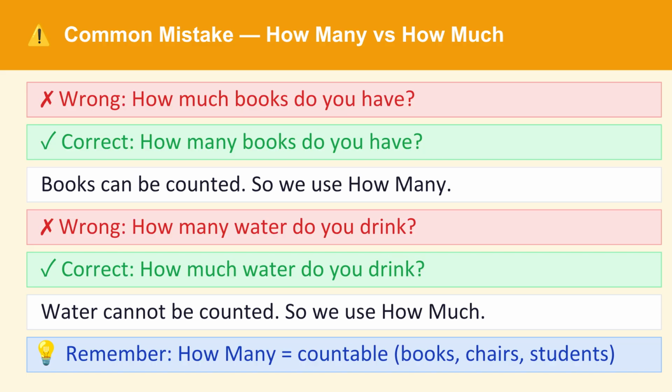Wrong: how many water do you drink? Correct: how much water do you drink? Water cannot be counted. So we use how much. Remember: how many equals countable things, books, chairs, students. How much equals uncountable things, water, money, sugar, rice.